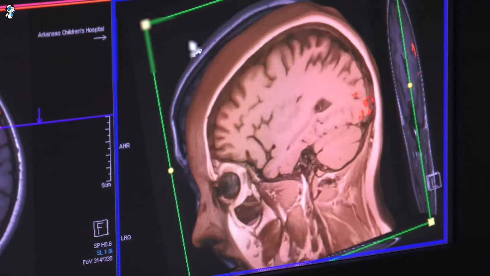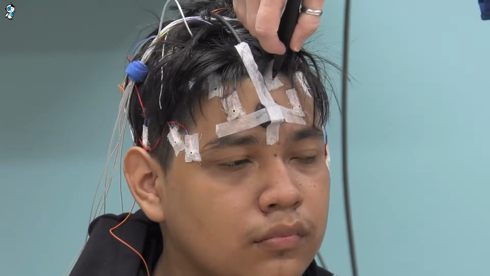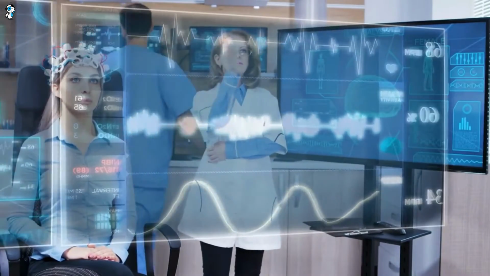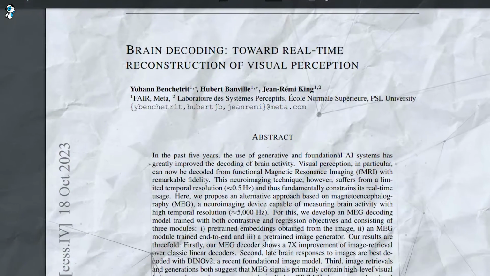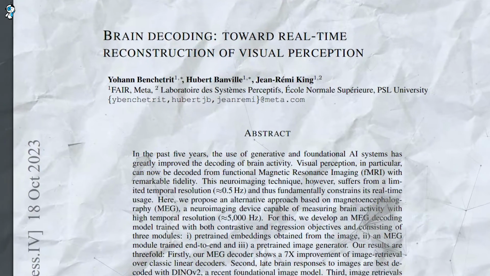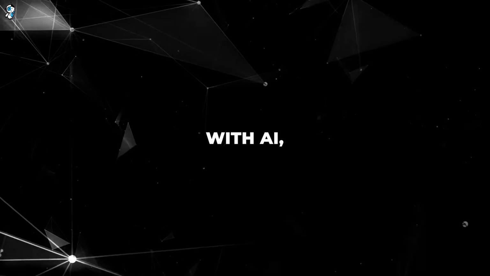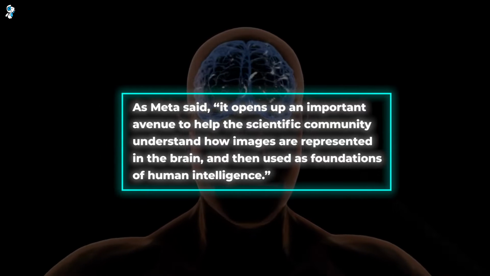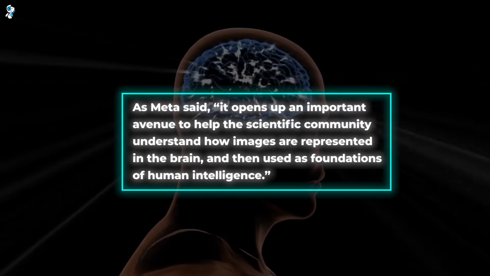The mind-blowing tech has ethical considerations too. Meta acknowledges the need to preserve mental privacy and that subjects' consent is critical both legally and technically. But the benefits are tremendous, from medical applications to transforming future AI. Meta plans to freely publish this research to promote open and responsible advancement of such emerging tech. Overall, this brain decoding AI is a hugely exciting breakthrough showing the power of aligning neuroscience with AI. As Meta said, it opens up an important avenue to help the scientific community understand how images are represented in the brain and then used as foundations of human intelligence.